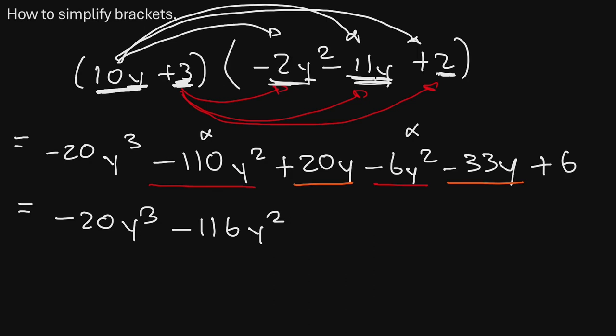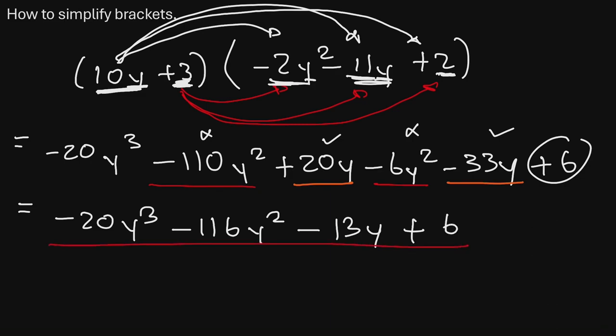So now you also have to add another like terms, which is this y and that y. So that is 20 minus 33. So the answer that we get is negative 13y. And then lastly, we have to drop down the constant. This is going to be plus 6. So this will be the solution to the problem.